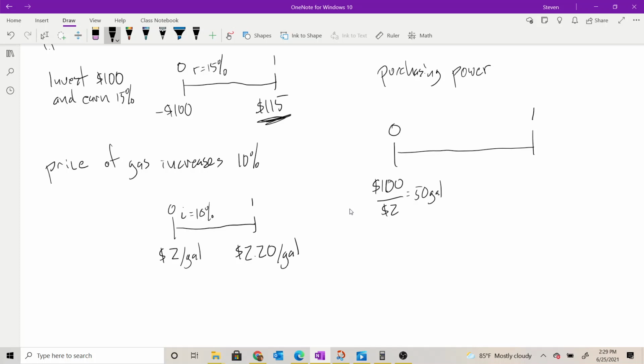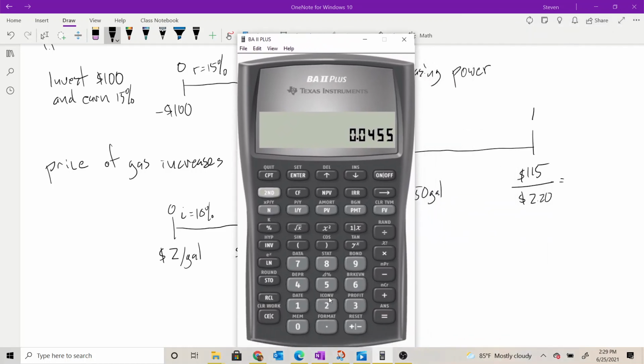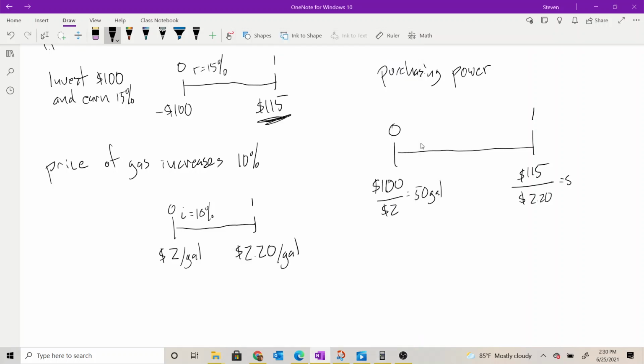Now 1 year later, we have $115 and gas is $2.20 per gallon. So how many gallons of gas can we buy now? That's $115 divided by $2.20 per gallon. And that is not something I can do in my head, so let's plug it into the calculator. 115 divided by 2.2, so 52.27 repeating.